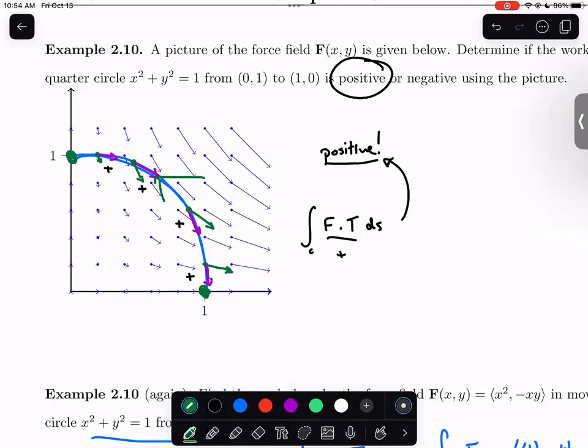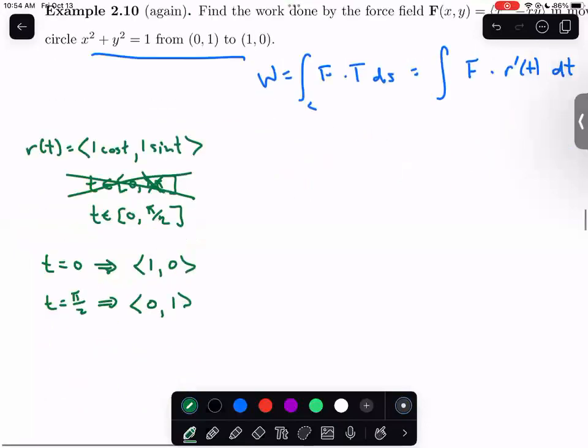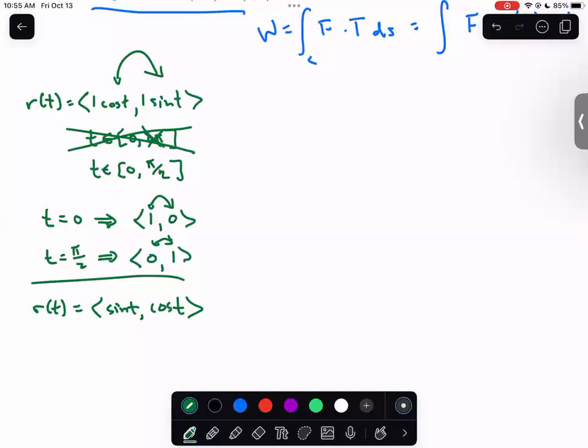And so we need to figure out how I can edit my parametrization to go in this good clockwise direction. Well, there's multiple ways that you can do this. I think one of the easiest things that you can do without having to switch your bounds here and whatnot is just by swapping x's and y's. If you swap your x's and y's, so now I'm going to be using sine of t, cosine of t. Notice that these are going to be swapped. And so you're going to have 0, 1 to 1, 0, which is exactly what we wanted.